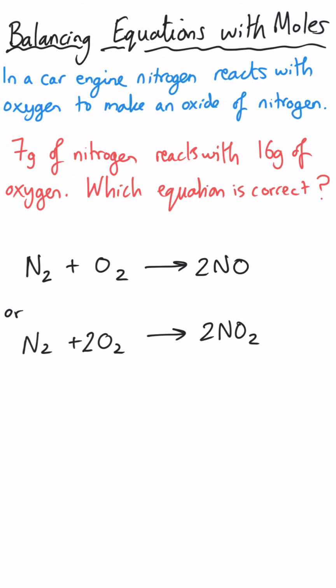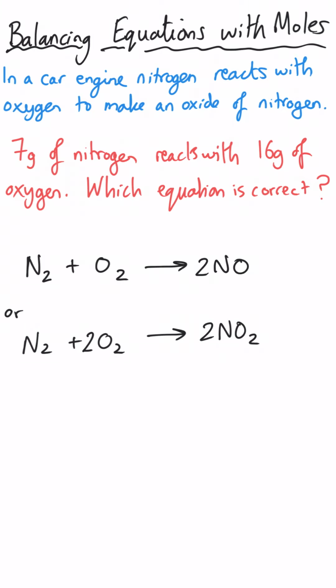One of the ways that we can use moles is to balance equations, or to work out which of the equations we're presented with is the correct one. For instance, a question might say, in a car engine, nitrogen reacts with oxygen to make an oxide of nitrogen. And this happens in a car engine because of the really high temperatures that are reached. And we're told that 7 grams of nitrogen is reacting with 16 grams of oxygen, and we're told to work out which of these two equations is correct.